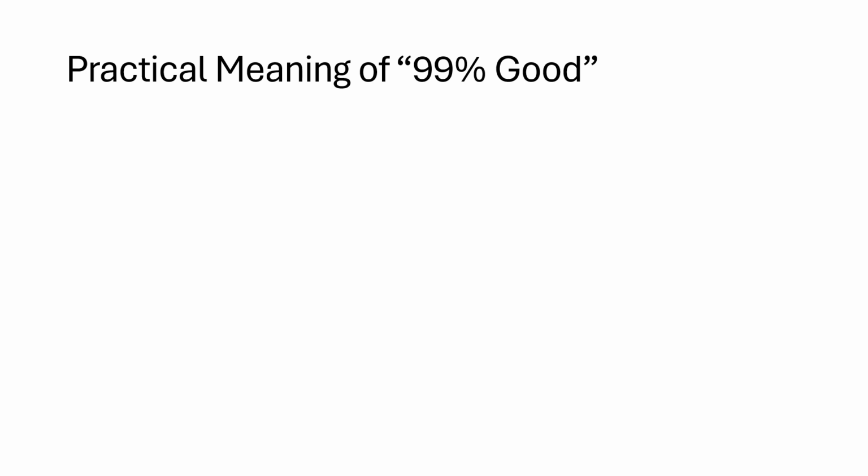Practical meaning of 99% good. 20,000 lost articles of mail per hour. You wouldn't mind that, would you? So long as you're not the one who's waiting on a very important piece of mail. And if you are, you wouldn't be happy, right? No, neither would I.